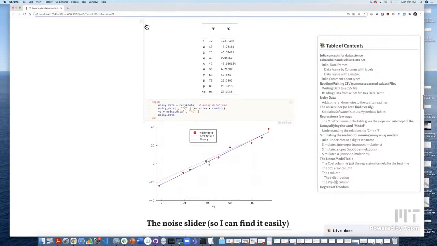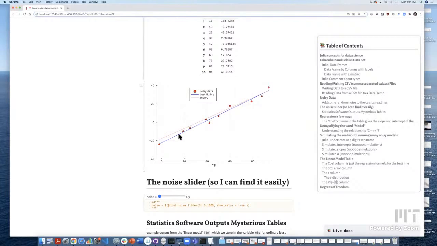In the picture below, I have the red line, which is the theoretical line that converts Fahrenheit to Celsius. Okay, so you can see that 0 degrees Celsius goes down to 32 Fahrenheit and so forth. So this is the theoretical line. And here I plot with these red dots the noisy data.